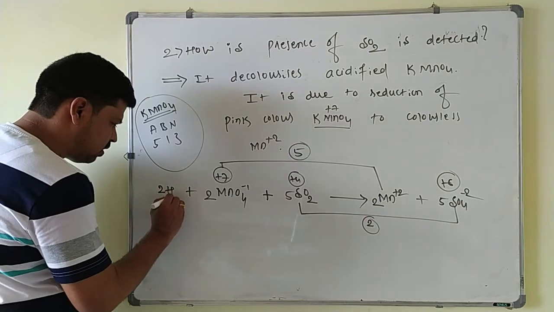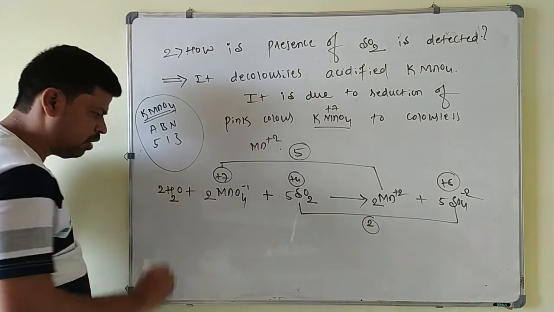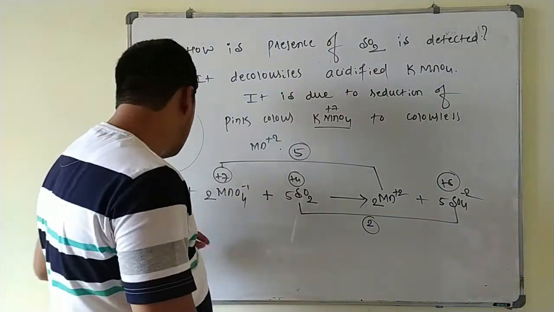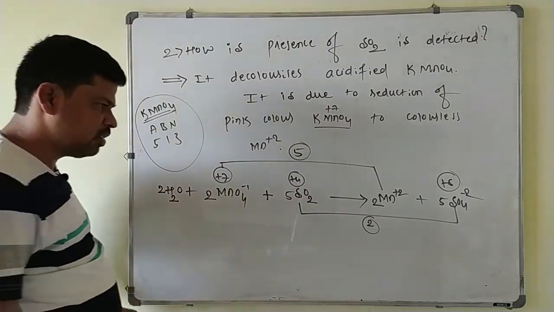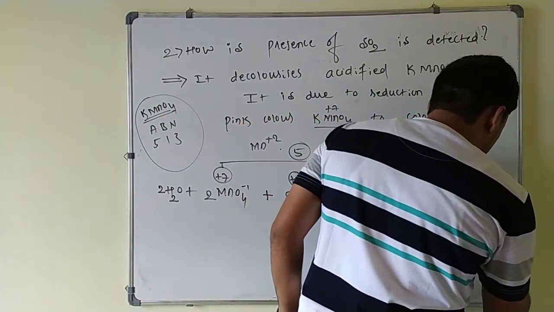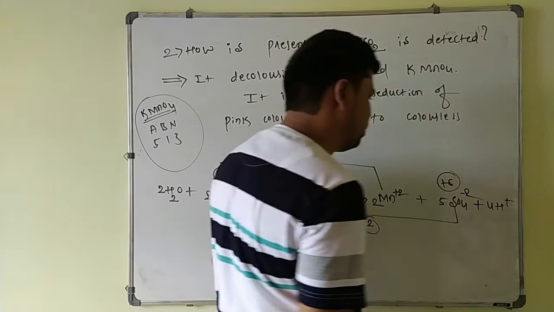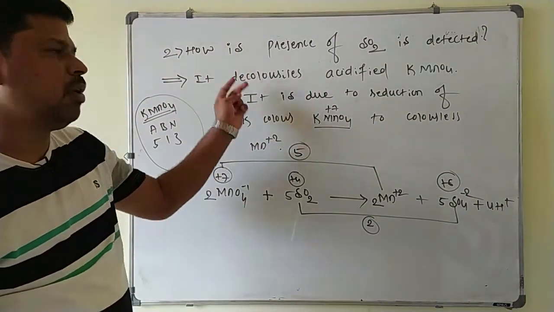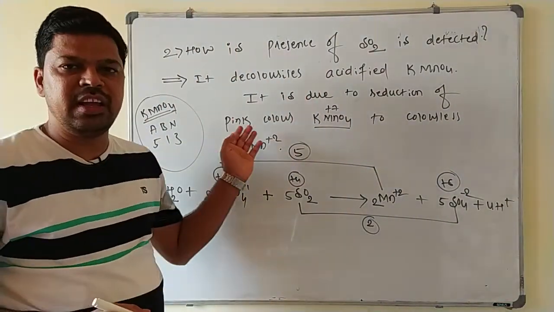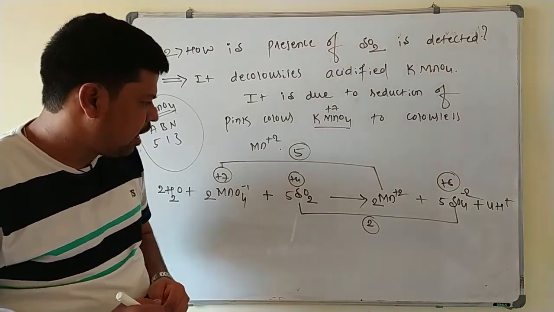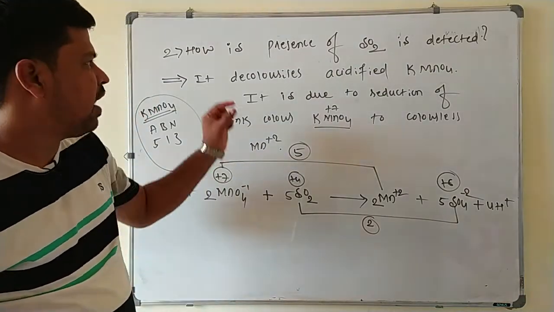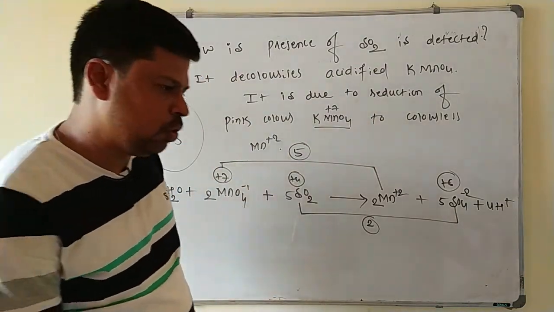So to balance the oxygen, we have to add 2 moles of water, and to balance the hydrogen, here 4 hydrogens are there, and on this side I will add 4 times H+ ion. So this is the reducing property of SO2. So it decolorizes acidified KMnO4. The next point, we will write the resonance structure of SO2.